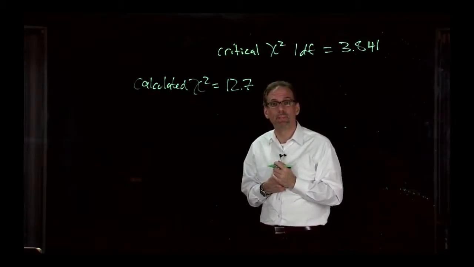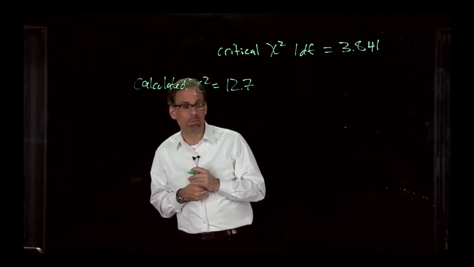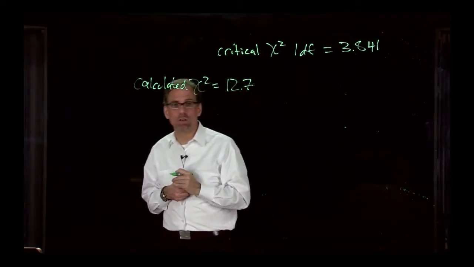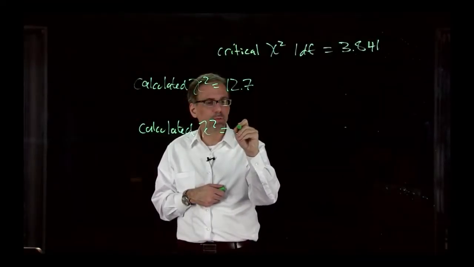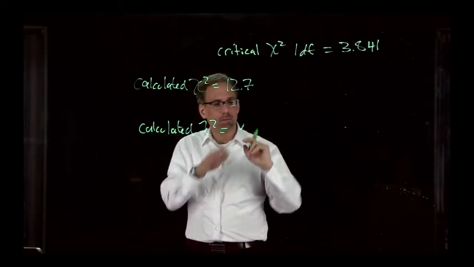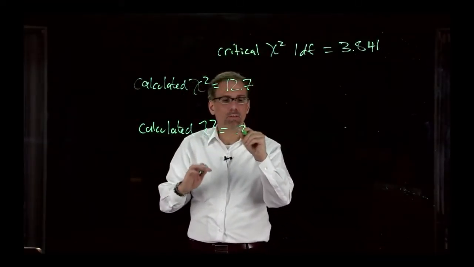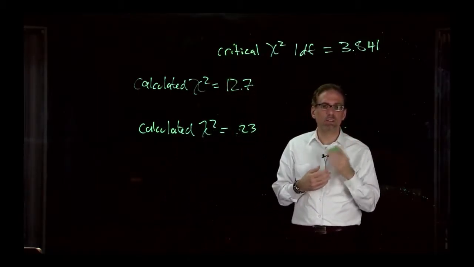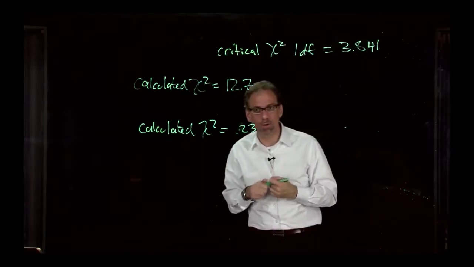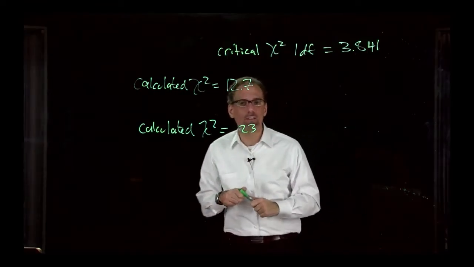Okay? All right, the second example that we did, we came out with a much lower value of chi-square. That one was 0.23. So there were much smaller differences between our observed values and our expected values in that table. And so we had a much lower chi-square calculation.